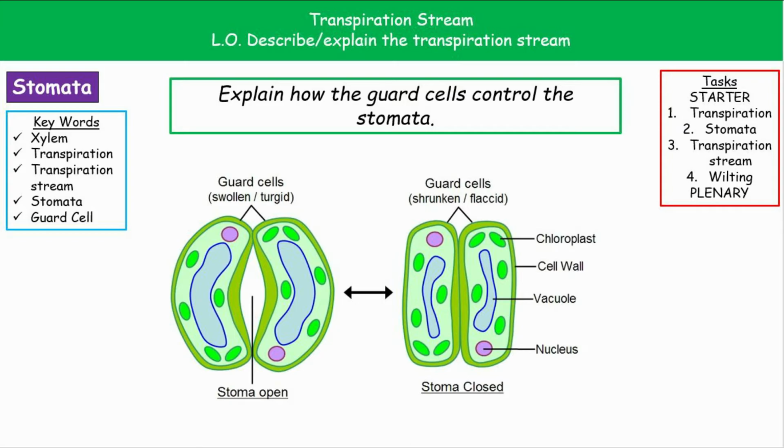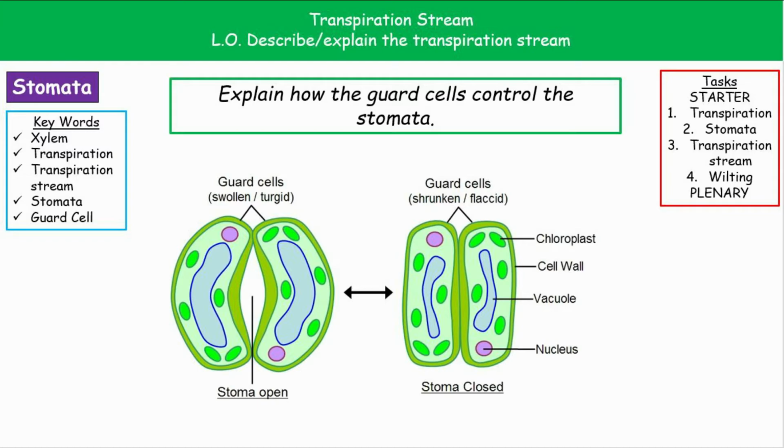What we've got in these two pictures then are another really important structure that we find around the stomata. And that structure is called a guard cell. So guard cells come in pairs, as you can see in the pictures there. And what happens is they will either be open or closed for the stomata.